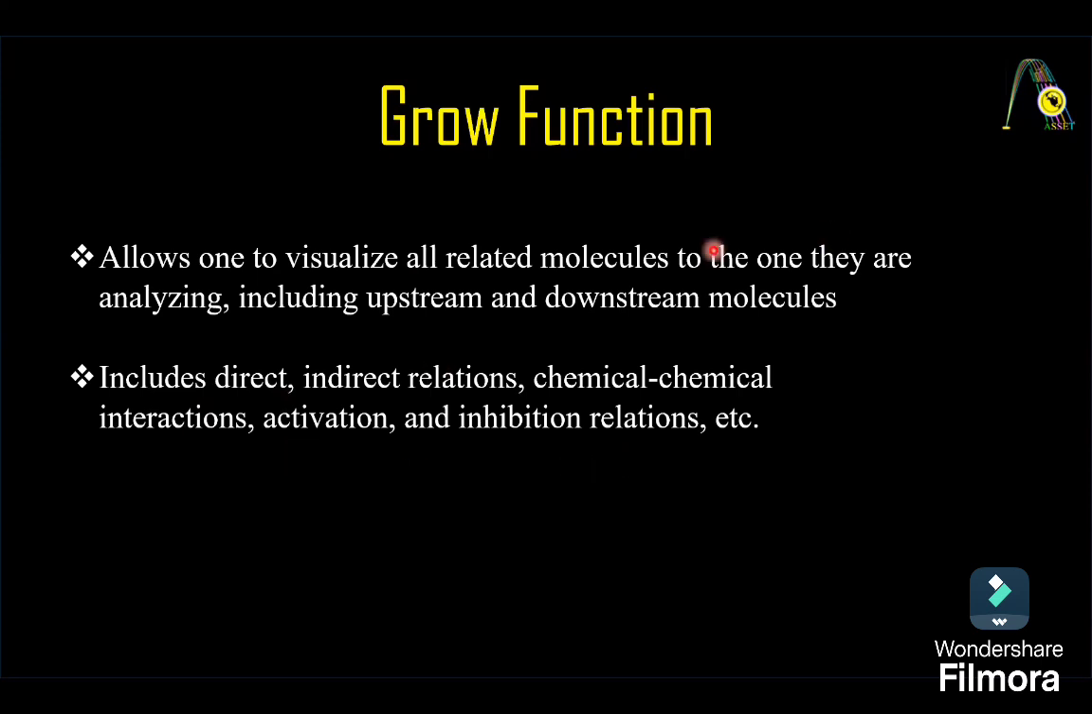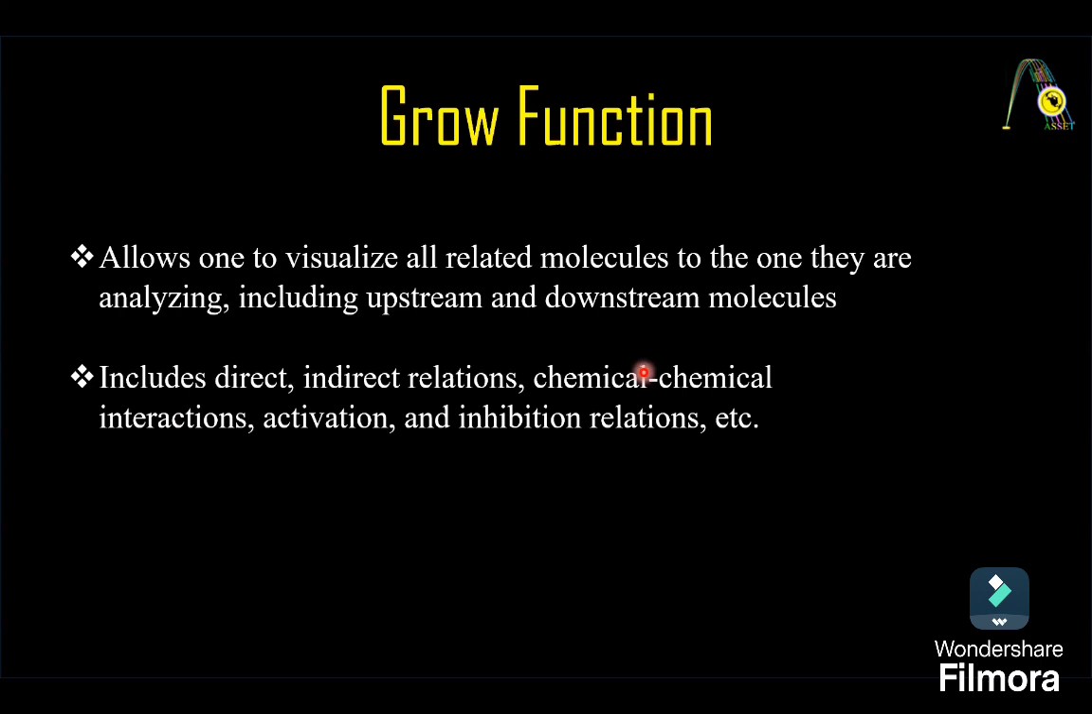The lines that connect the different nodes indicate the type of interaction. You might have noticed that some lines are an arrow, and some are a line that ends in a sort of blunt end. Depending on the shape of the line that's connecting two nodes together, that denotes the type of interaction. So it shows you direct, indirect interactions, chemical interactions, all of this. All of that is shown with the grow function.